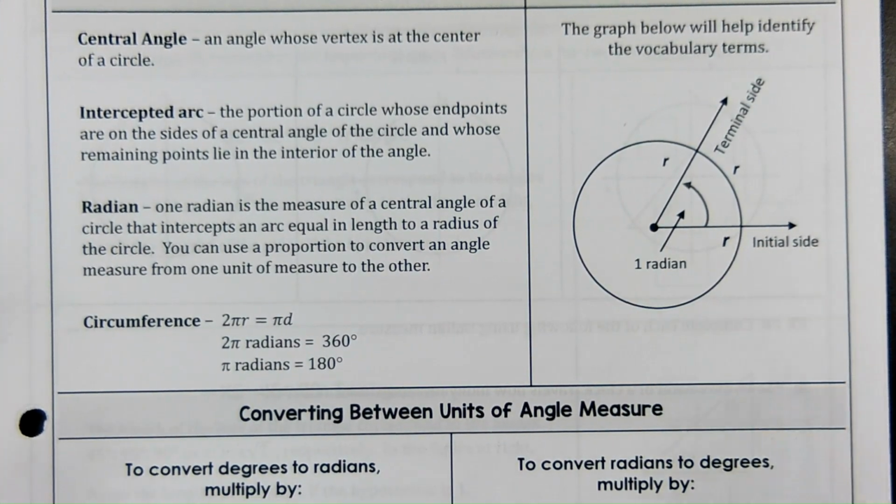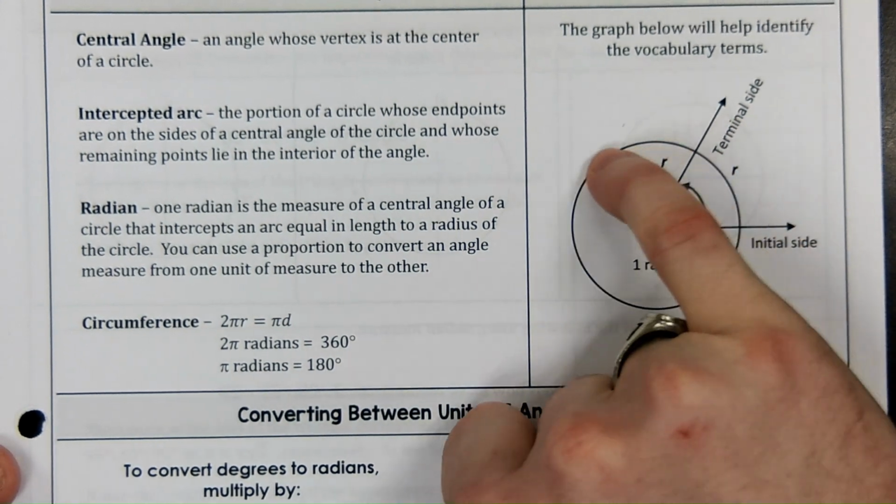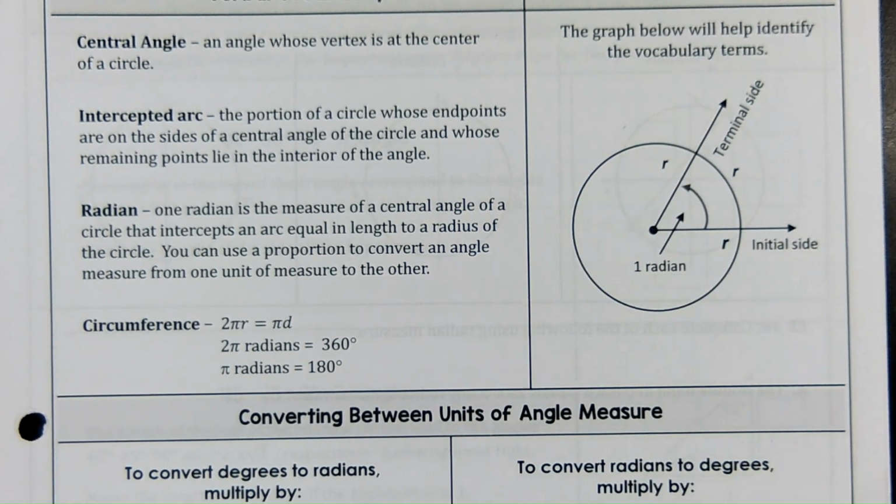Hopefully you all know from geometry that a piece of the circumference of a circle is called an arc. Hopefully you remember that terminology. A piece of a circle is called an arc. And if you remember from geometry, you have the ability to find the measure of an arc as well as the length of an arc. They're two completely different things.